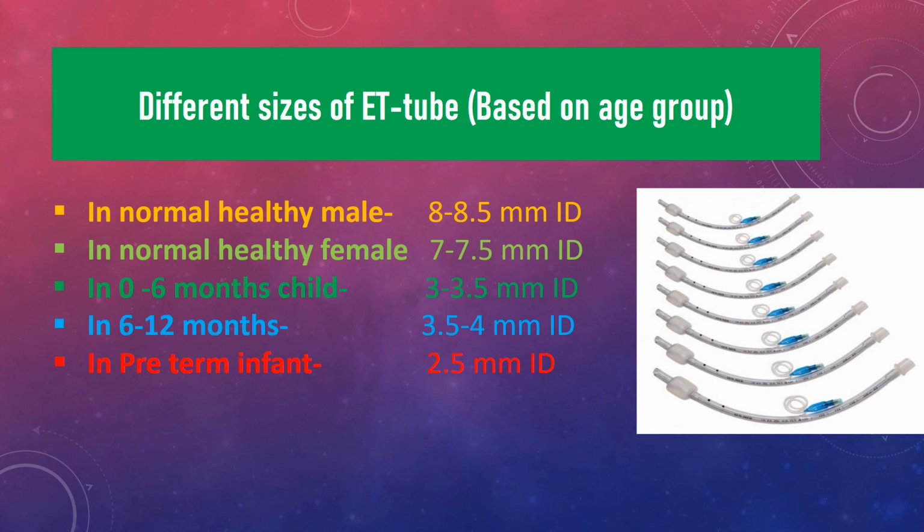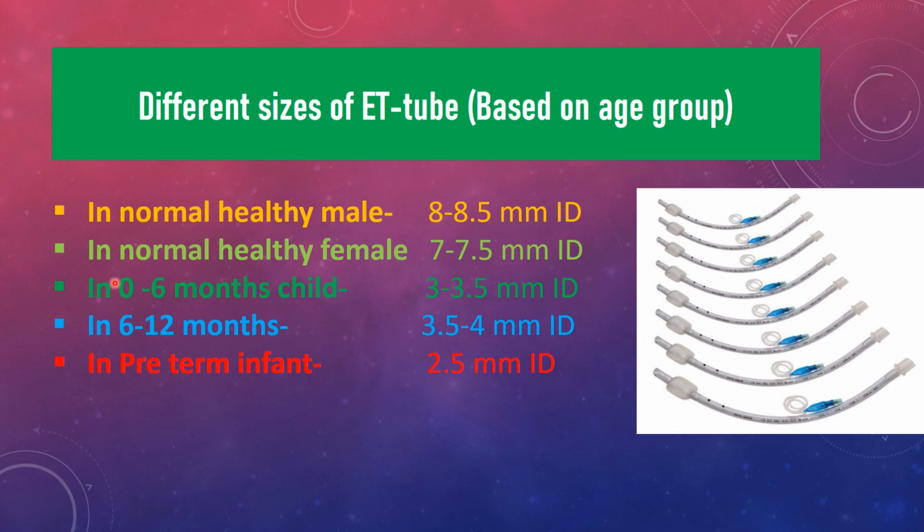Next is different sizes of ET tube. What are the sizes of ET tube based on the age group? So the cuffed tube we use in a normal healthy male is 8 to 8.5 mm ID. ID is the internal diameter in millimeters. And in a normal healthy female, we use 7 to 7.5 mm ID too.